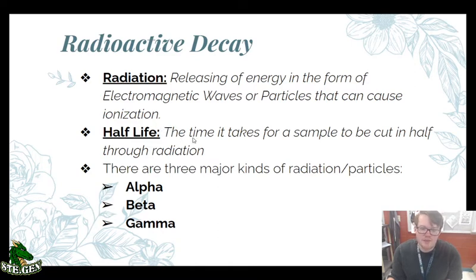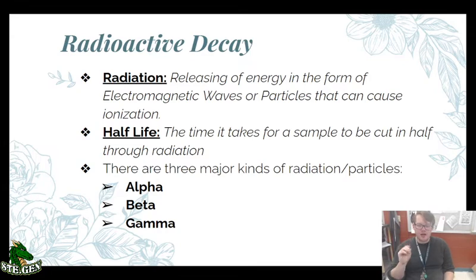This is just the time it takes for a sample to be cut in half through radiation. So if you started with 100 grams, and the half-life was, let's say, half an hour: after half an hour, radiation will have caused that 100 grams to go down to 50. If you wait another half hour, that 50 will go to 25, and then that 25 will go to 12.5, and then from 12.5 to 6.25, et cetera, et cetera. It'll keep going like that.